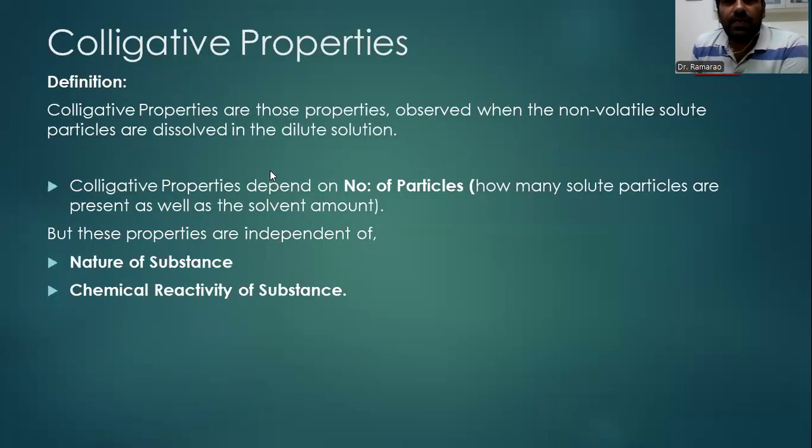So another important concept is colligative properties. Colligative properties are those properties observed when non-volatile solute particles are dissolved in dilute solutions. Colligative properties depend on the number of particles, how many solute particles are present in the solvent, and they do not depend on the nature of the solvent. These properties are independent of the nature of the substance and the chemical reactivity of the substance. So it is dependent on the number of particles, not dependent on the nature of the substance.